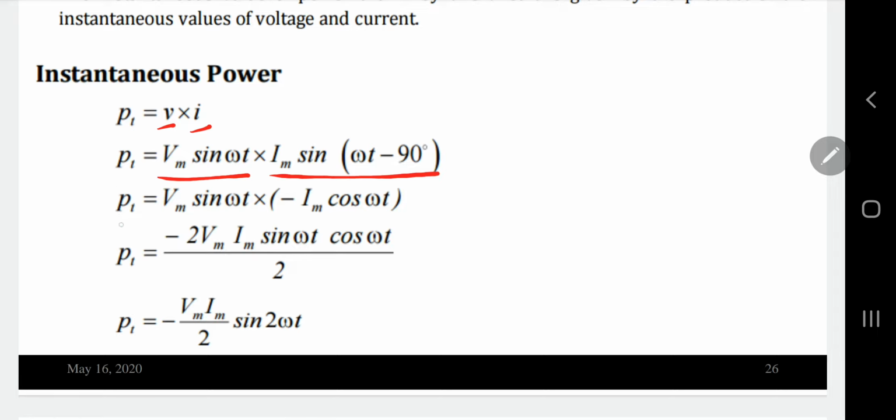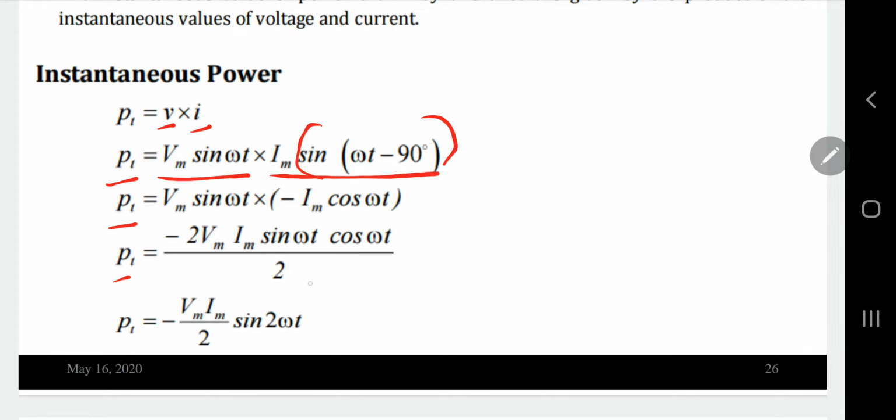So the instantaneous power equation, small p, is equal to Vm sin omega t into minus Im cos omega t. Why? Because instead of sin of omega t minus pi by 2, we can write minus cos omega t, as the reverse process. So the equation becomes like this, and the power equation becomes minus Vm Im sin omega t cos omega t. Instead of that, I am multiplying and dividing by 2.